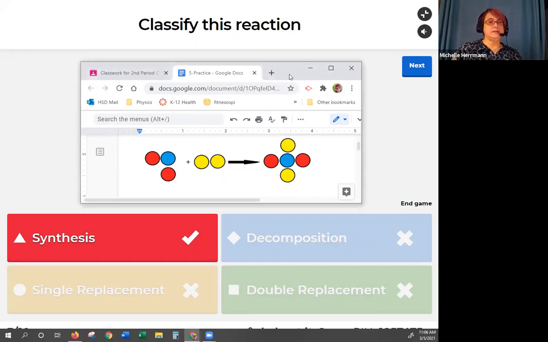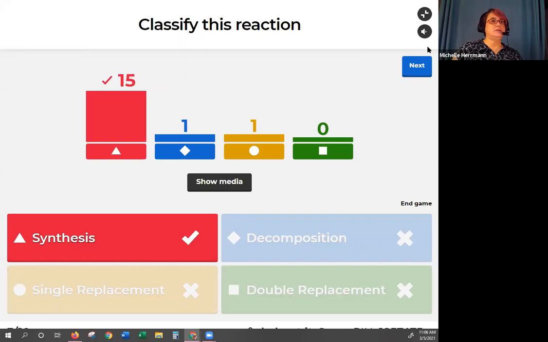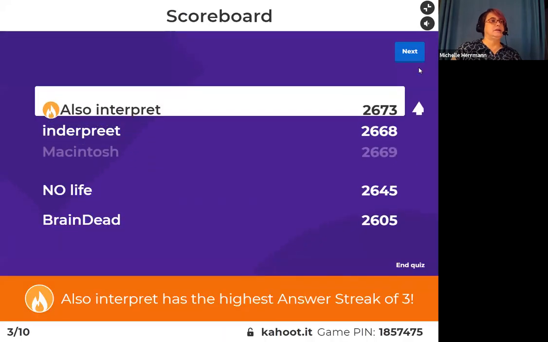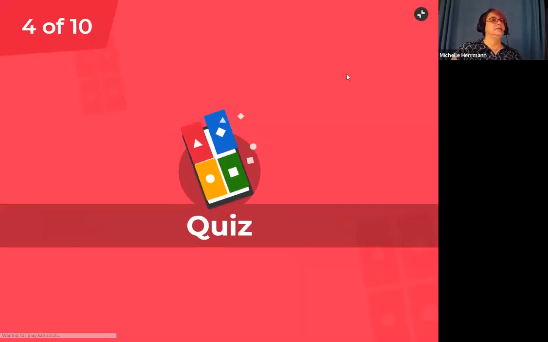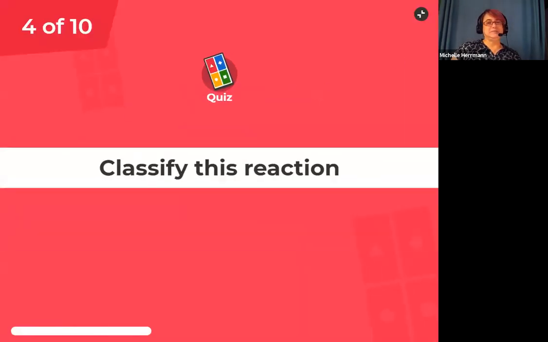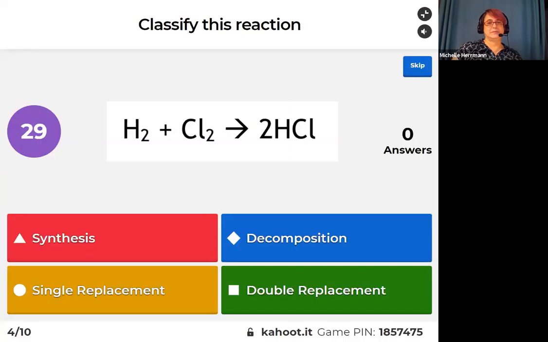Okay, from now on, we're going to see things that have chemical equations, so chemical formulas and symbols in them. Also Indeprete moved into first place, and Indeprete's in second place. Gosh, doing such a great job, Indeprete. Okay, for this one, I have hydrogen gas, chlorine gas, and together they're making hydrochloric acid. Probably a gas too.